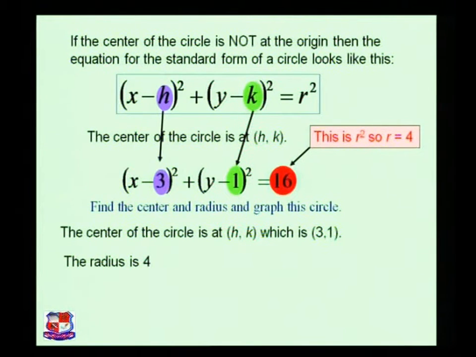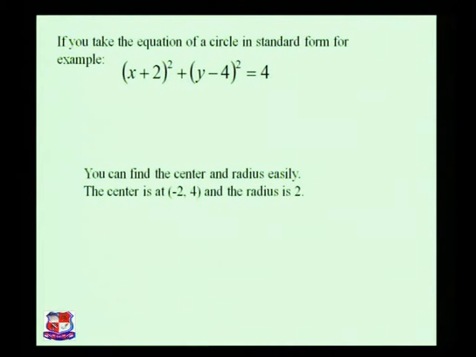So using the center radius form, if the equation of the circle is given in this form, we can easily find the center and the radius of the given circle. And the graph of the circle is given. You can see in the PPT, the circle has the center (3, 1) and the radius 4, which you can see in the diagram. So this is about the center radius form.